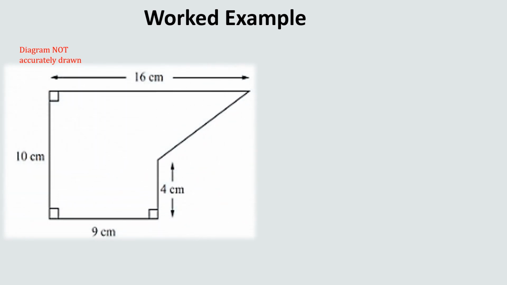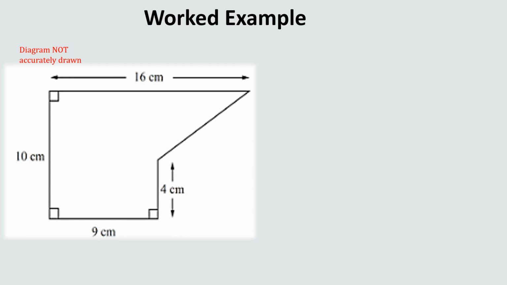So here's one more example for you. The diagram which I'm going to show you is not drawn accurately. As we can see, the diagram shows a compound shape, and compound shapes are shapes which are made by combining two different shapes. Now work out the area of the shape.